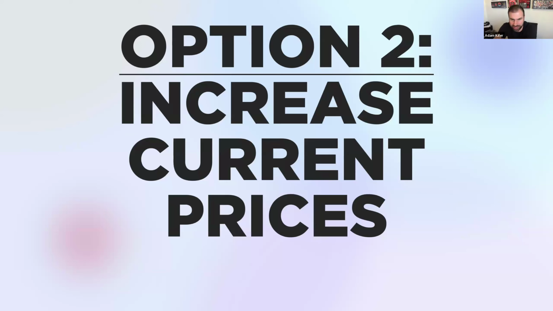Option 2: we increase our current rates on people already training. Adam, how could you? There's this thing called inflation, guys. We're all very familiar with it over the last couple of years. When we talk about gross revenue increase year over year, if you're not growing by 9%, you're dying. The reason is that average inflation year over year is about 9%. So if your business is growing less than 9%, you're actually losing money year over year. So you need to increase current prices.